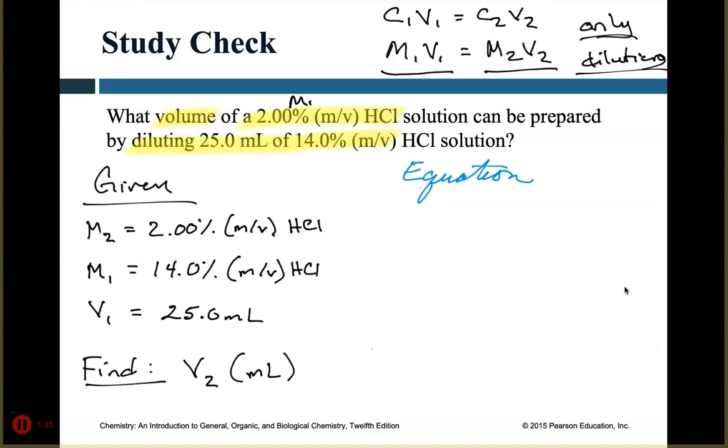So the equation we'll be using, again, I don't care how you call it, M1V1 equals M2V2, or C1V1 equals C2V2, as long as the essence of the equation is correct.